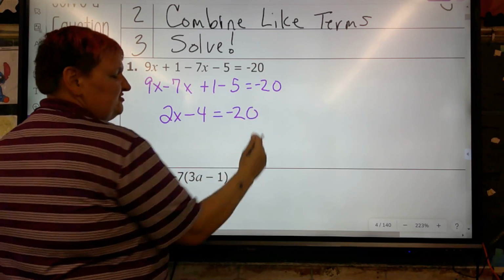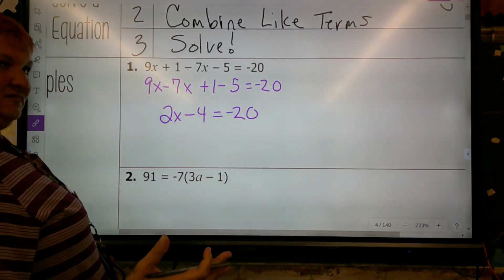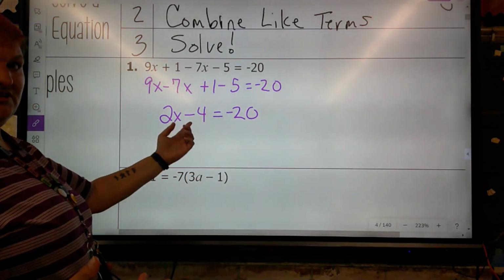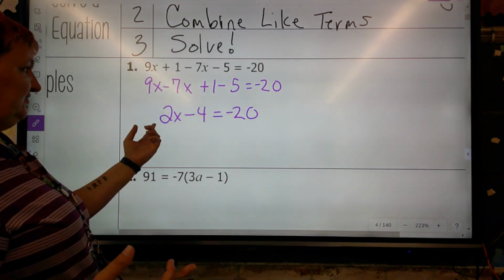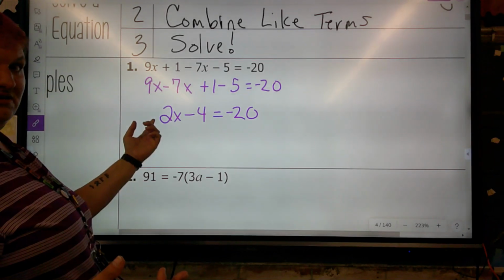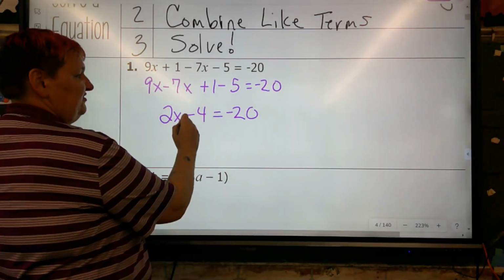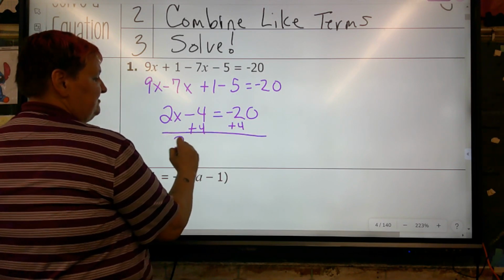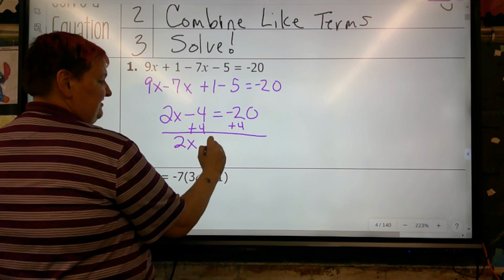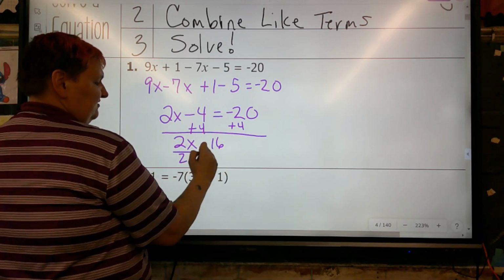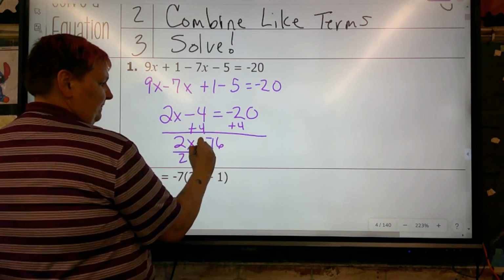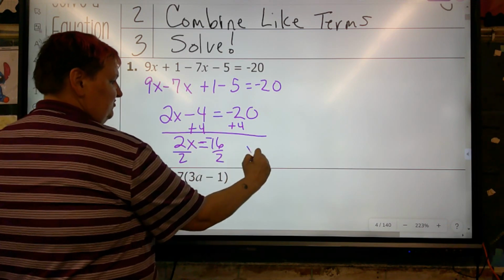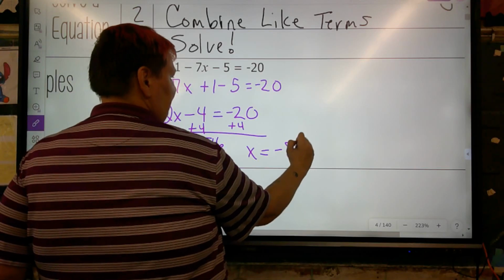Now you just have a two-step equation. Get rid of the constant first, then get rid of the multiplication or division, right? So negative 4, we're going to add 4 to both sides. Watch your signs. 2x equals negative 16. Divide both sides by 2, x equals negative 8.